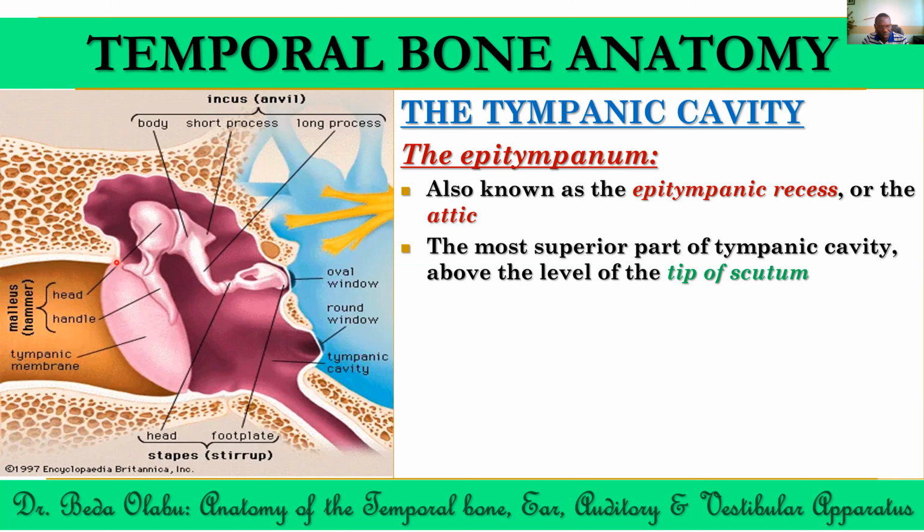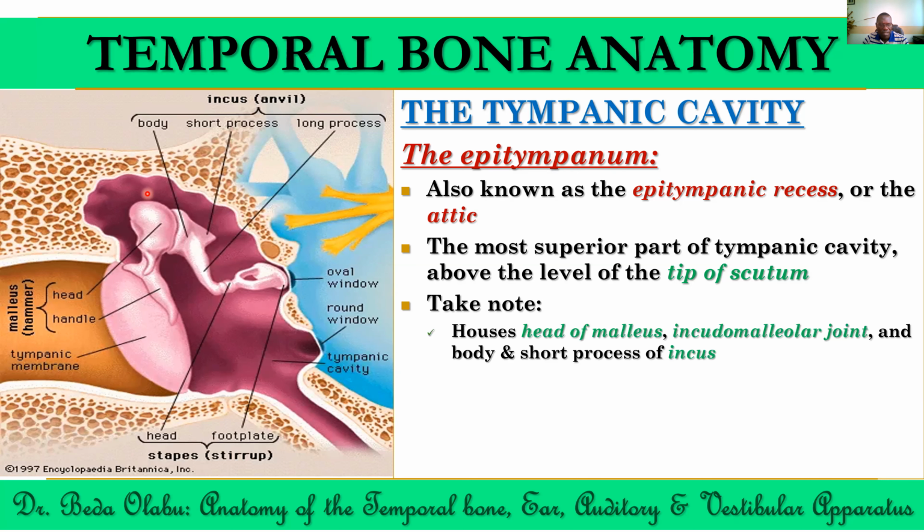If you take a horizontal from the level of the scutum, horizontally perhaps to the tympanic portion of the facial nerve, which is that one, the region above that imaginary line is what we call the epitympanum. The epitympanum therefore houses the following. We can have the head of malleus inside there. We do have the incudomalleolar joint, and we have the body and short process of the incus there. Remember, it's just the body and short process of the incus.